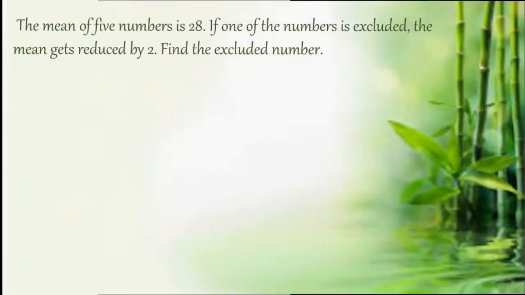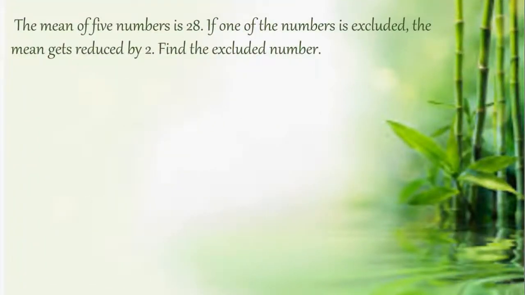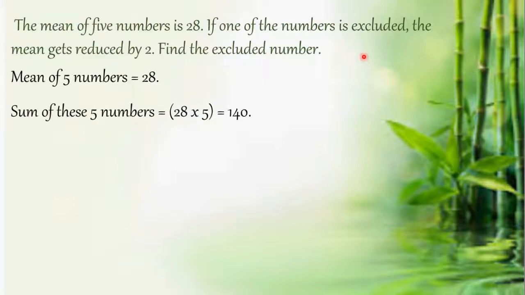Next question. The mean of 5 numbers is 28. If one of the numbers is excluded, the mean gets reduced by 2. We have to find the excluded number. Mean of the 5 numbers is given as 28. From here, we can find the sum of those 5 numbers, right? Yeah, it is mean times the number. It is 28 times 5, 140. What is given there? If one of the numbers is excluded, the mean gets reduced by 2.